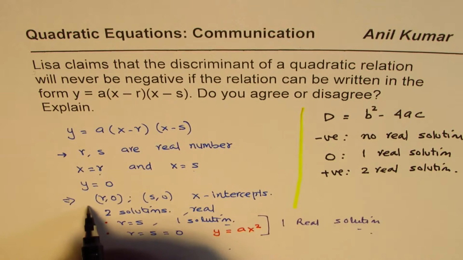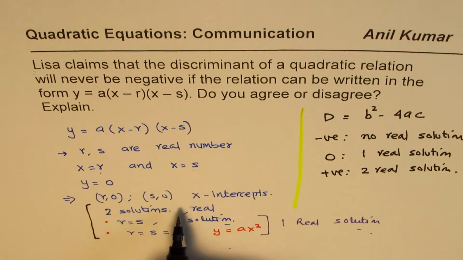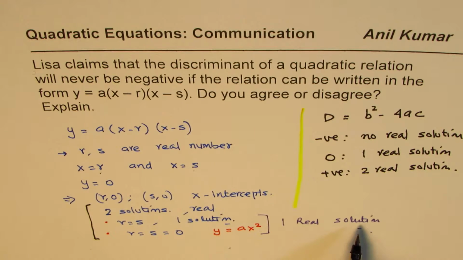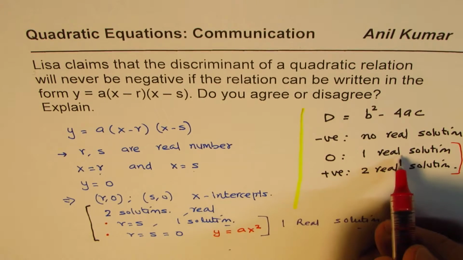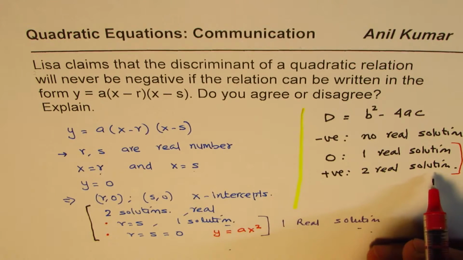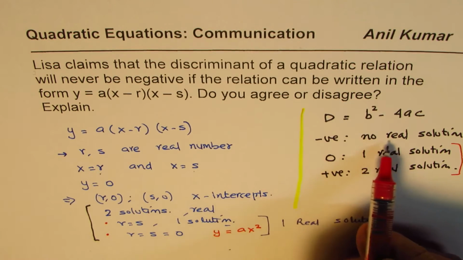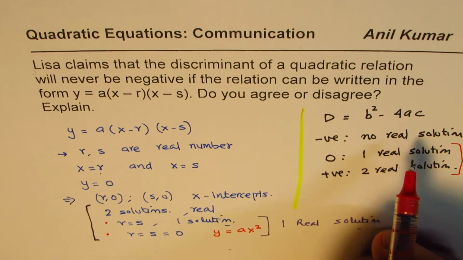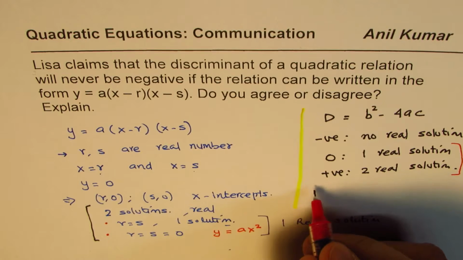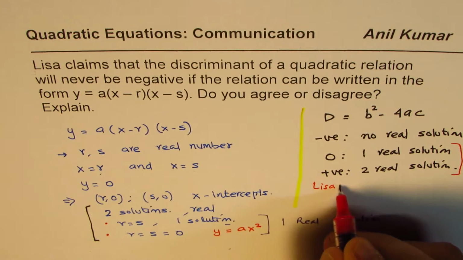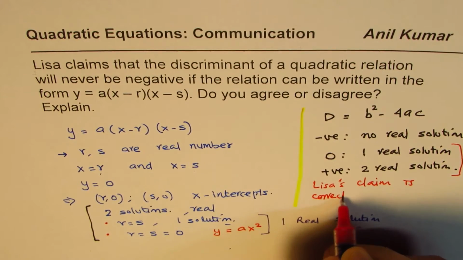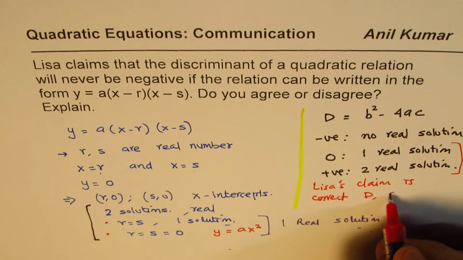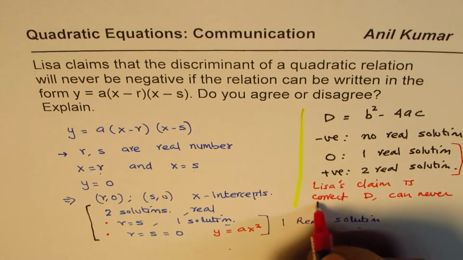Amongst the scenarios which we discussed just now, there is the possibility of 2 solutions or 1 real solution. Since r and s are real, we'll always get a solution. Either we have 1 unique solution, or we have 2 real solutions. We'll never have no real solution. That is not the case, and therefore we can say that Lisa's claim is correct. Discriminant D can never be negative.